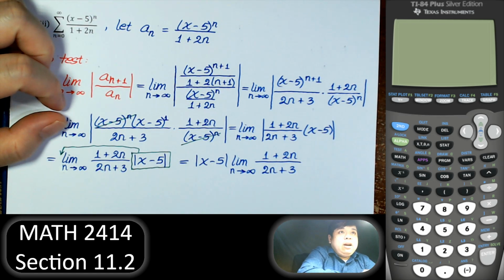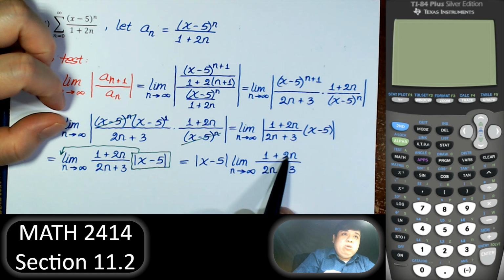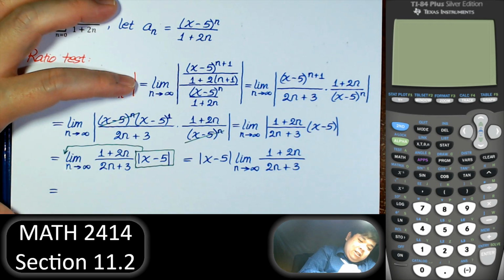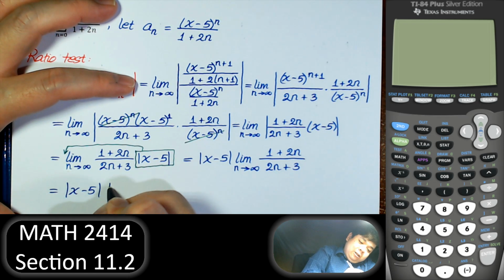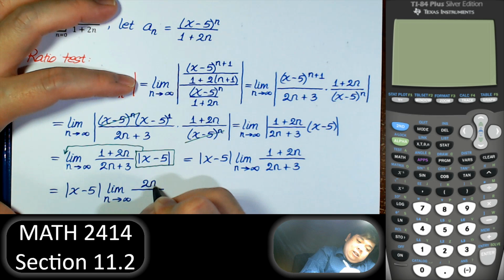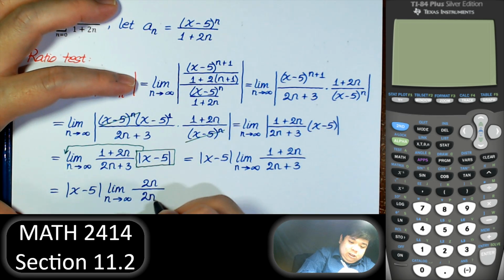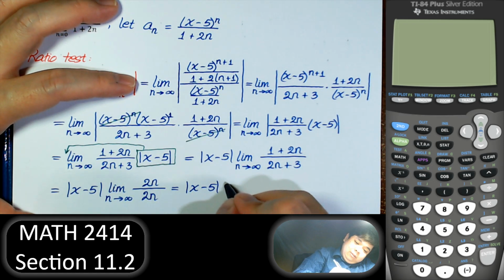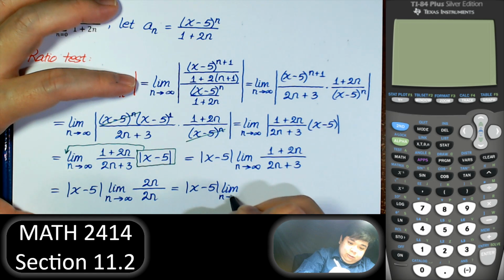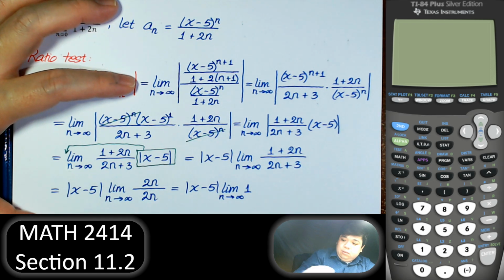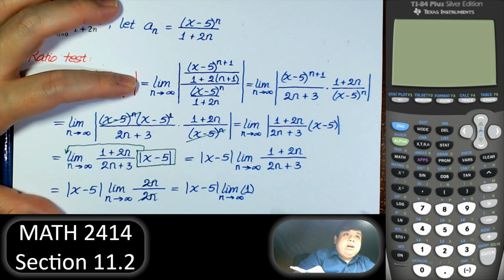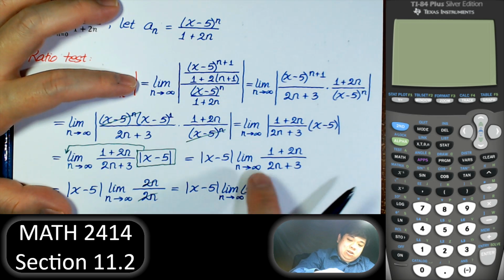Now, this limit is easy. Highest power on the top, highest power on the bottom, cancel out 2n over 2n. As n goes to infinity, the 2n is a lot bigger than 1 or 3. Cancel the 2n, we just have 1. So the limit of 1 is just 1. There's no n in here, so that's just 1.